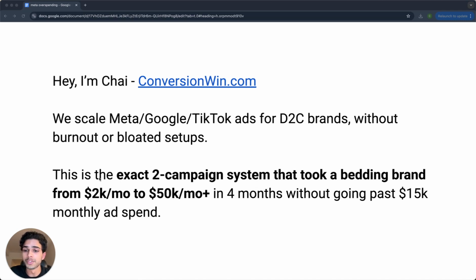They were able to do this in just 4 months, and they didn't even have to go past $15,000 a month to do the $50,000 revenue. So that's how powerful really good attribution and a really good account structure from the basic level can be for you.